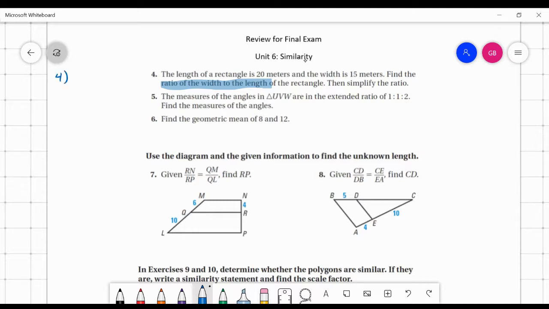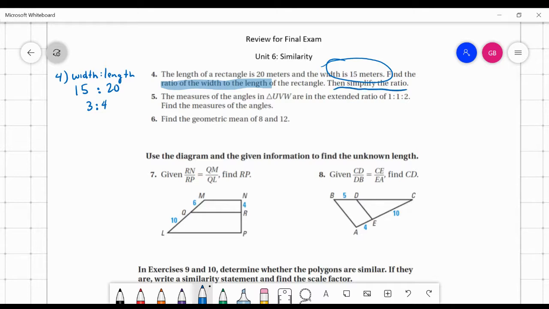Number 4, width to length is going to be 15 to 20. And let's simplify all the way. So I'm going to divide both numbers by 5 to get 3 to 4. So the ratio is 3 to 4. Okay, make sure you simplify.